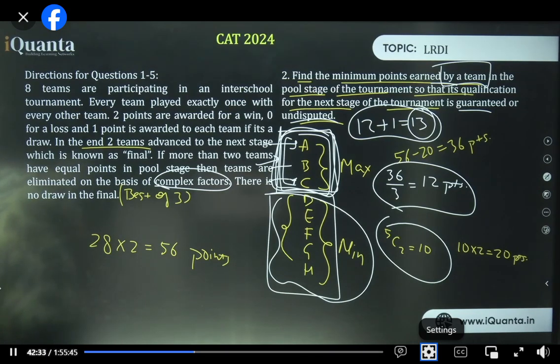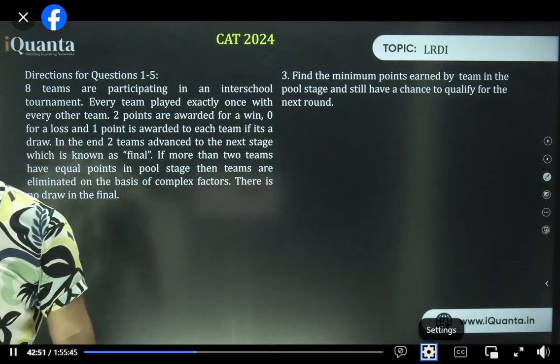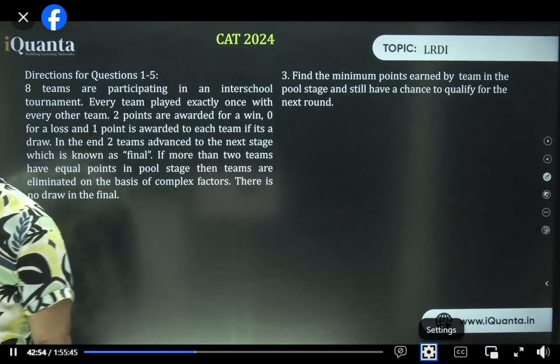Tamanna, in that case, it will not be undisputed. Other teams can also go in that case. Let's do a few more questions. Probably the people who are still confused will get the exact idea. Let's do question number 3.